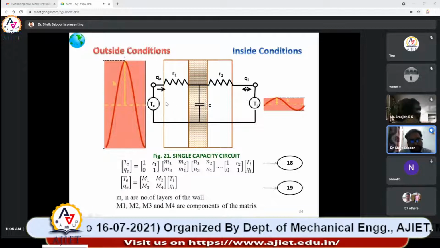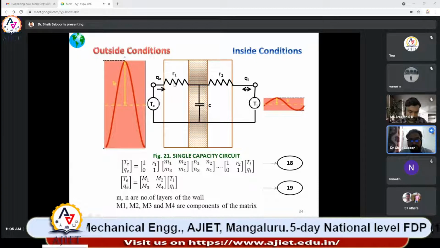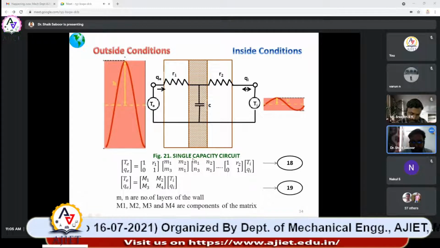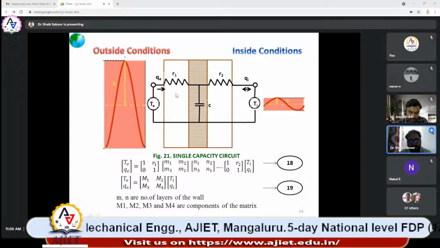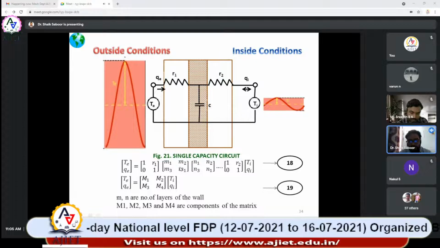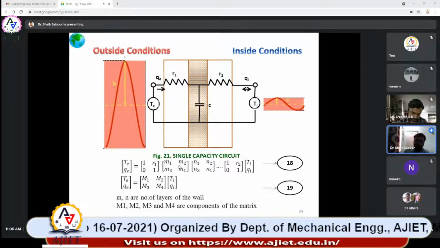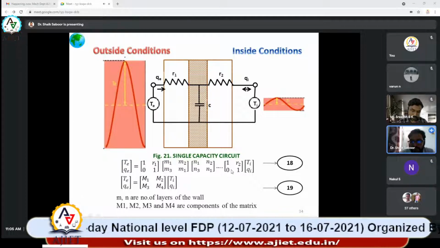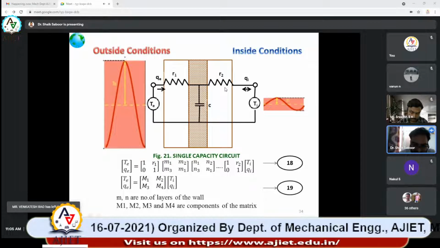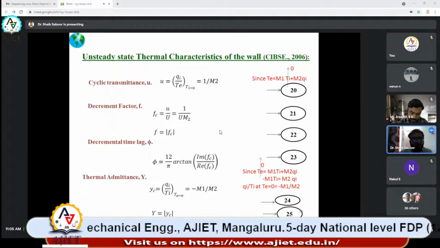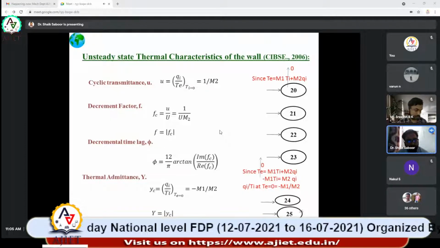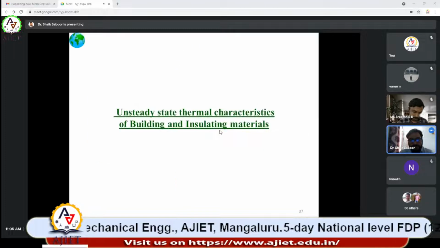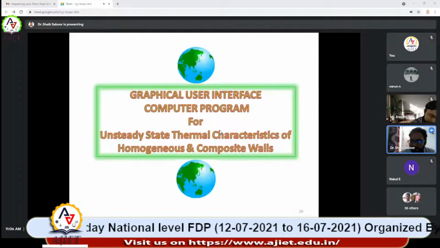If you look at these conditions, here we have the wall. It will have outside air resistance, and inside air resistance will also be there. If you want to put this electrical circuit in matrix form, it looks like this. This matrix is for the outside air resistance, and this matrix is for the wall layer, maybe n number of layers. You can have any number of layers. This matrix is for this wall layer, this matrix is for another wall if you are using one, and this matrix is for the internal air resistance. When you evaluate these with the properties, ultimately we get the cyclic transmittance, decrement factor, decremental time lag, and thermal admittance. We call them unsteady state thermal characteristics. We can use those in mathematical programming to get a quick solution.